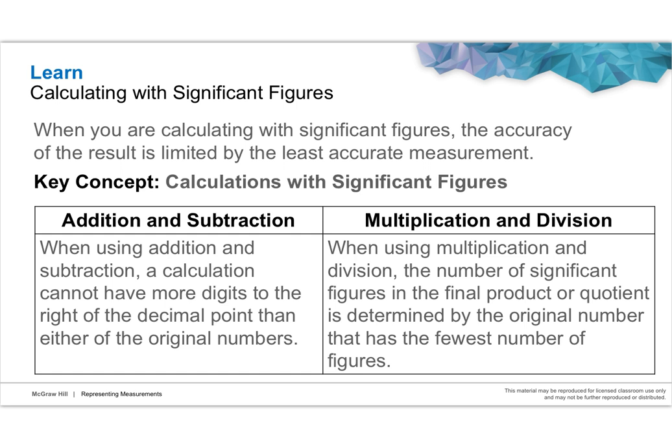Next, we're going to learn a little bit about what happens when we calculate with significant figures. So if we're calculating with sig figs, the accuracy of the result is limited by the least accurate measurement. So in addition and subtraction, when we are calculating, it cannot have more digits to the right of the decimal point than either of the original numbers. And in multiplication and division, the number of significant figures in the product or quotient is going to be determined by the original number that has the fewest number of figures.